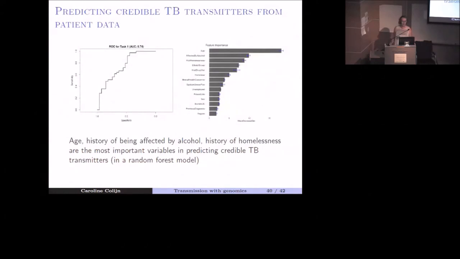And this is what we get. So we can predict whether someone is a credible TB transmitter from our covariate data with, you know, I don't know if you've seen these receiver operator characteristics. If you have, you know what this means. If you don't, worry about it. We can predict it with an accuracy of broadly about 75%, so not terrible. And we can extract the importance of the different features. So these top few are what's mainly contributing to that prediction: age, history of being affected by alcohol, homelessness, ethnic group, history of drug use, kind of the things you would think in a setting like London that might be associated with TB. Smear status did not come up. Positive smear status is here, so that's an interesting one. Prison links didn't really come up as that important.